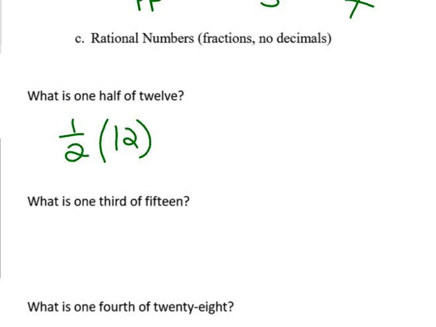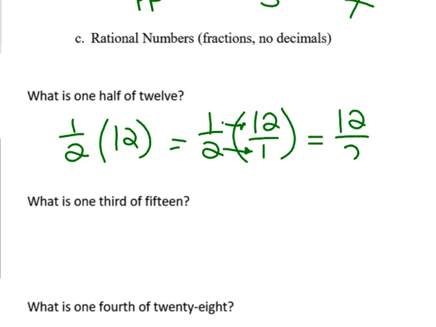So what is 1/2 of 12? You have to be able to turn a whole number into a fraction in order to multiply it. So let's change this. So we'll do 1/2 times 12 over 1. Anything divided by 1 is going to be itself. So now that we have two fractions, we can multiply across the top, multiply across the bottom. So we'll get 12 divided by 2. And that's a lot easier to deal with. And this one we will get 6.